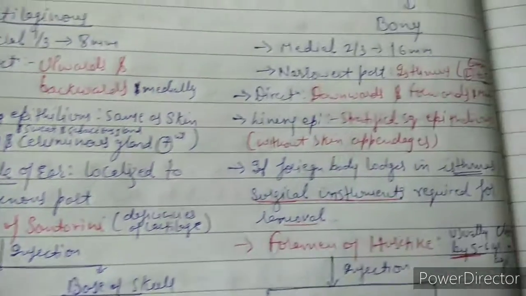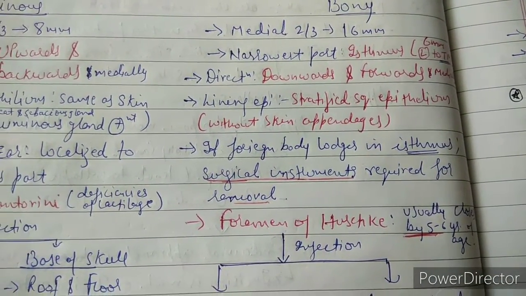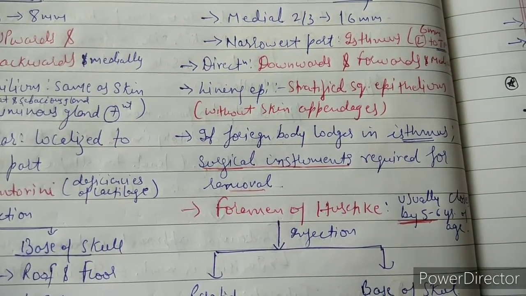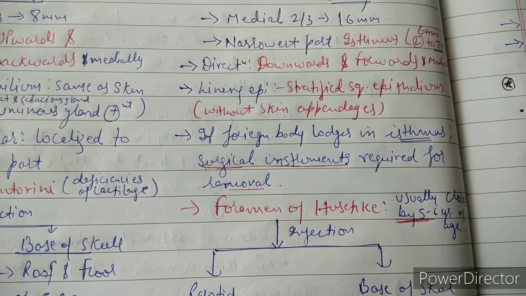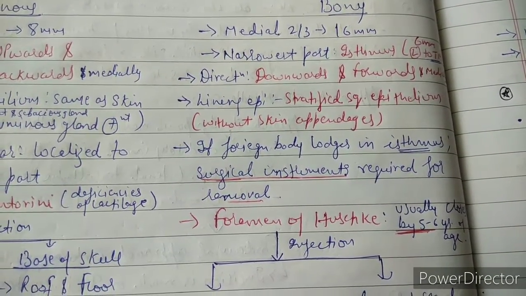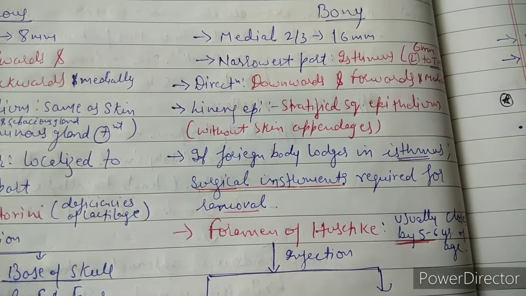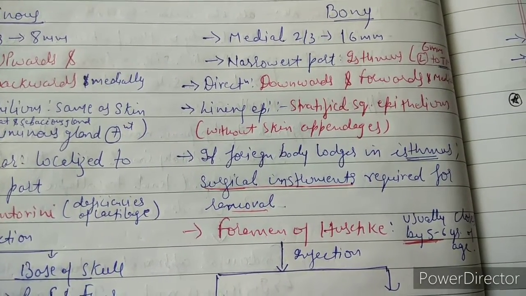Now we will see the bony part. It is the medial 2/3, that is 16 mm in length. The narrowest part is the isthmus, as we have seen, 6 millimeters lateral to the tympanic membrane. Its direction is downwards, forwards and medially. Lining epithelium, guys, just focus. The lining epithelium is not the same as skin. It is stratified squamous epithelium without skin appendages. That means there is no chance of any furuncle here.